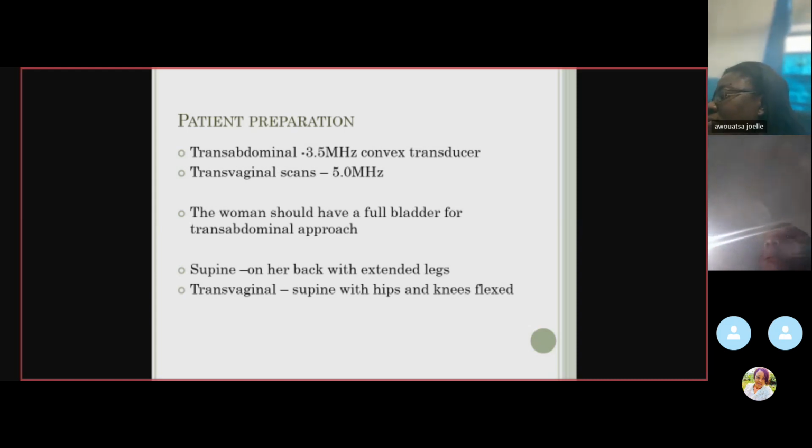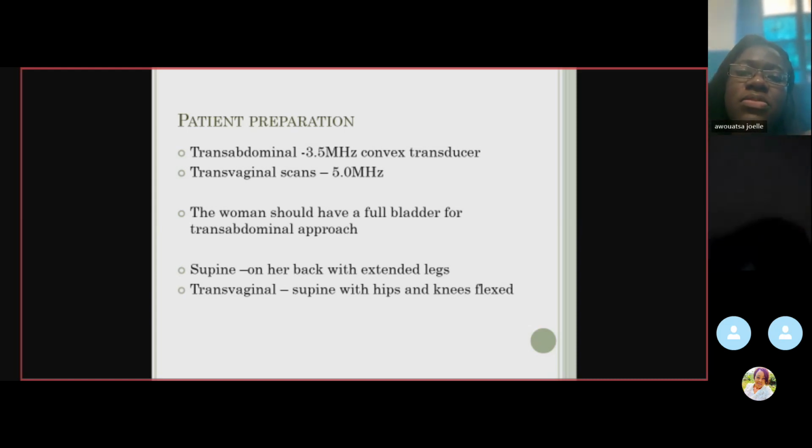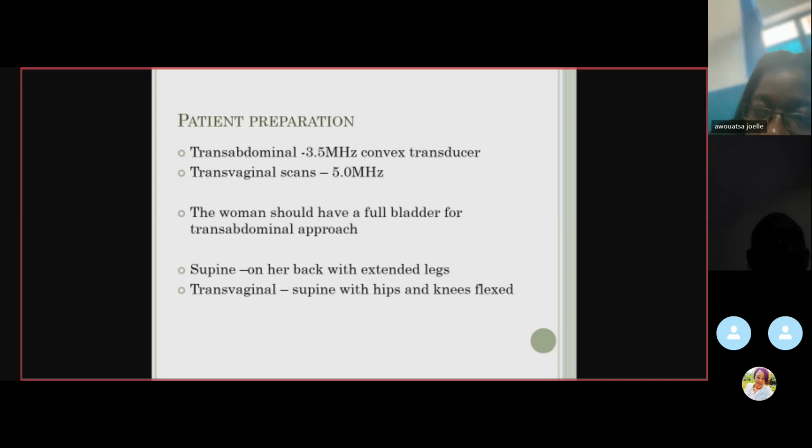Whenever the patient comes for the first trimester scan, we can do either a transvaginal scan or a transabdominal scan with the convex transducer. Okay. Why do we go for transvaginal? Because the gestational sac is very small, and if we want to see it more clearly with more resolution, we go for transvaginal scans. Otherwise, transabdominal is okay. For a transabdominal scan, we require the woman to have a full bladder. Without a full bladder, we cannot do the scan.